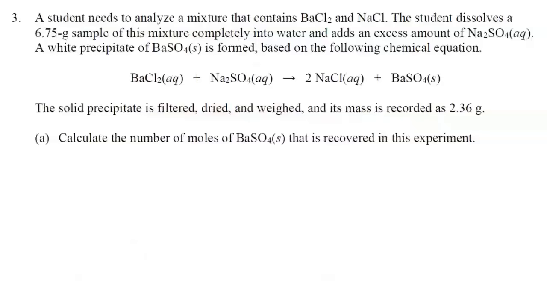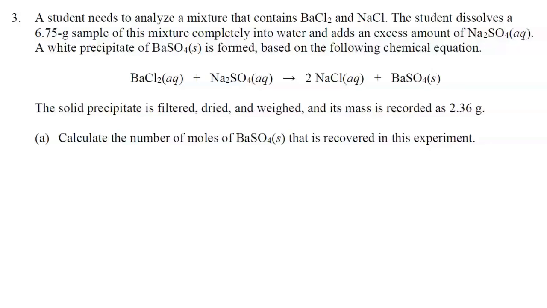All right, let's take a look at question 3. A student needs to analyze a mixture that contains barium chloride, BaCl2, and sodium chloride, NaCl. The student dissolves a 6.75 gram sample of this mixture completely into water and adds an excess amount of sodium sulfate aqueous. Again, sodium sulfate Na2SO4. A white precipitate of barium sulfate, BaSO4, solid, is formed based on the following chemical equation.